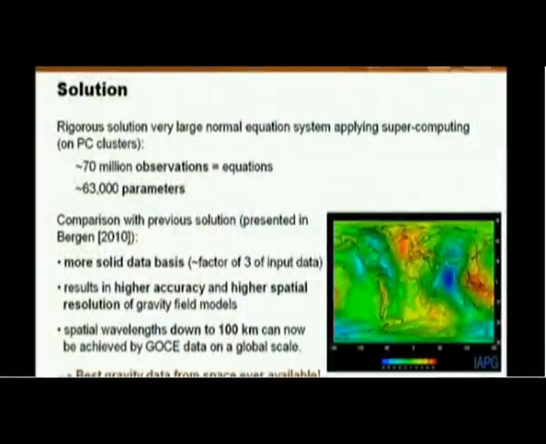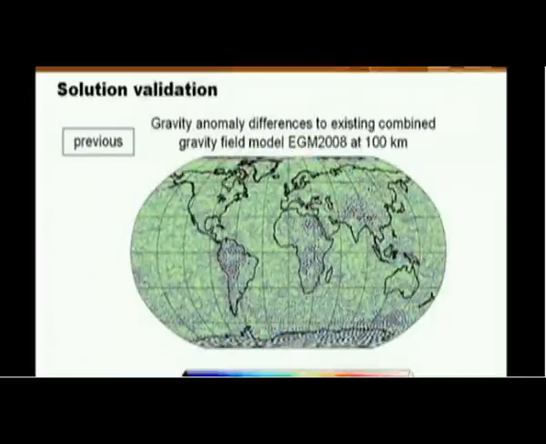And the gain with respect to what we had in the formal solutions is that we now have a more solid database. We will show you today a solution based on 7 months of data, which also means that we get a higher accuracy, but also a higher spatial resolution down to 100 kilometer, so that we can really claim that this is the best gravity field data we have ever got from space.